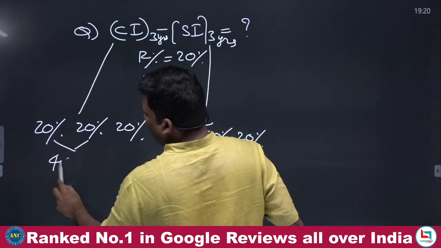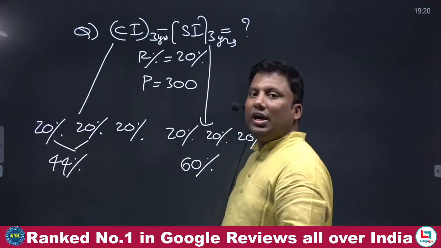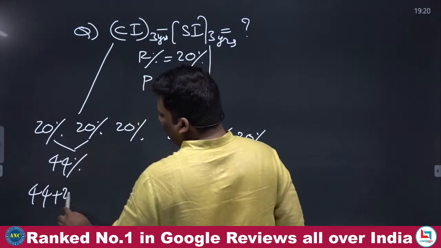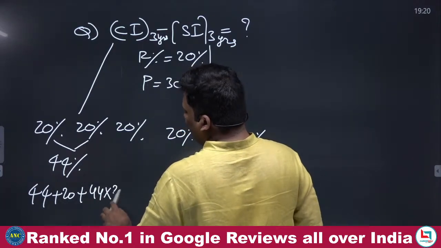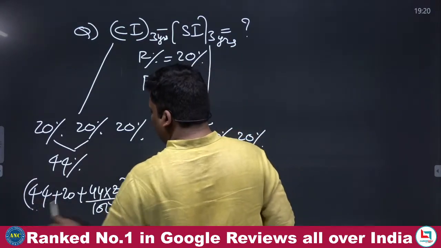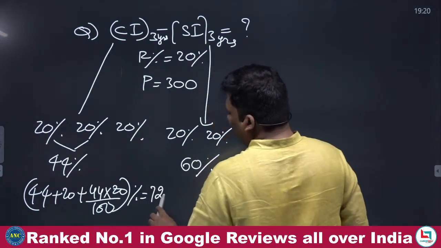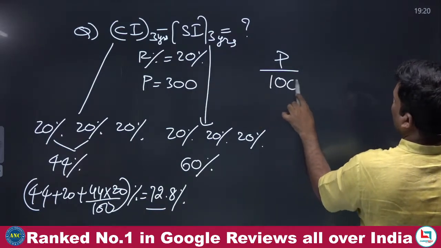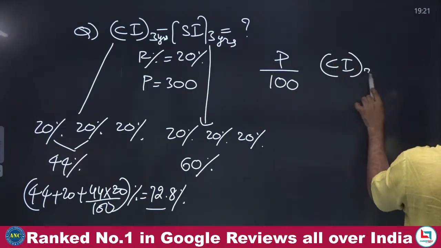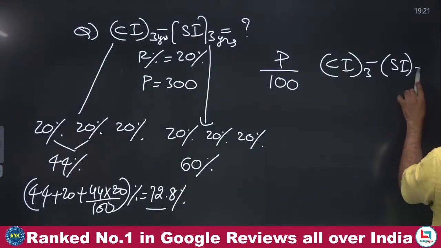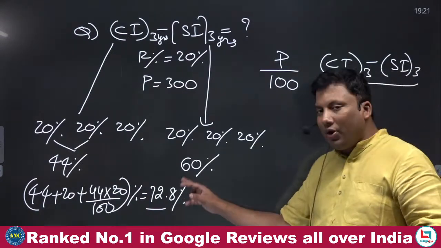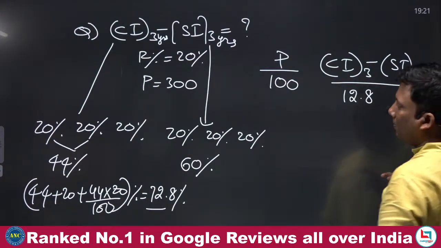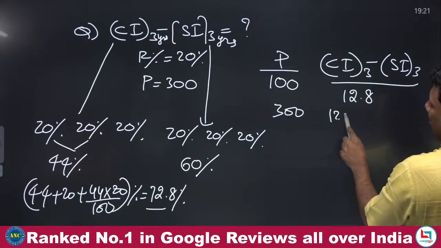20 with 20 is 44. How did you get 44? A plus B plus AB by 100 percent. So this will be 44 plus 20 plus 44 into 20 by 100, which is 72.8%. That means if the principal is 100, CI for 3 minus SI for 3 is 72.8 minus 60. The difference is 12.8. But the question has 300.